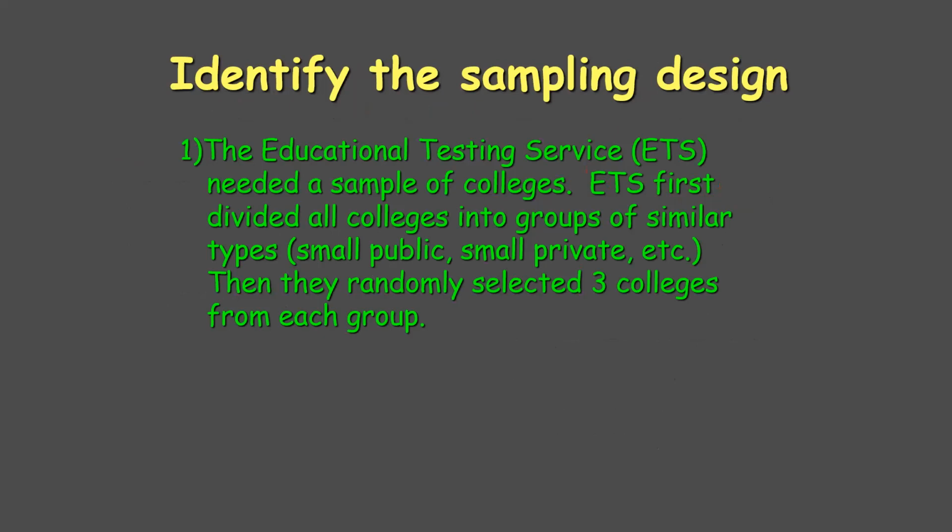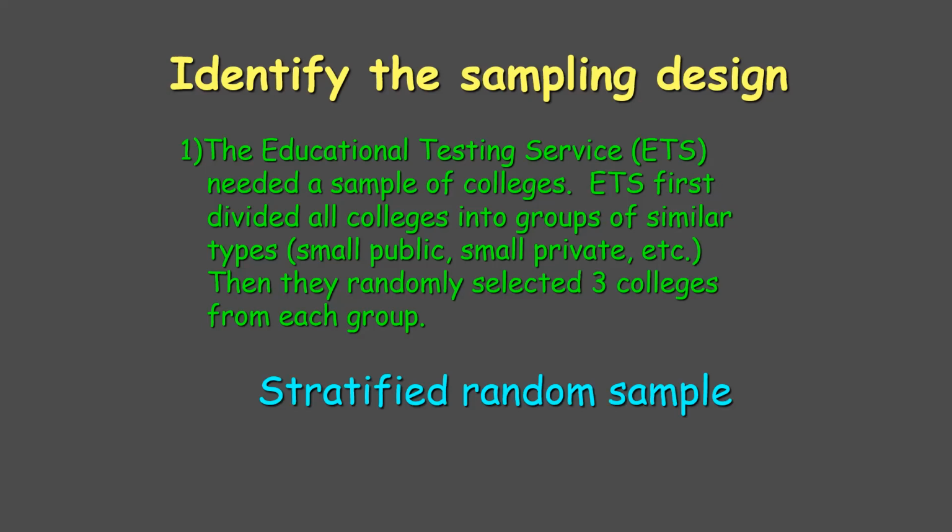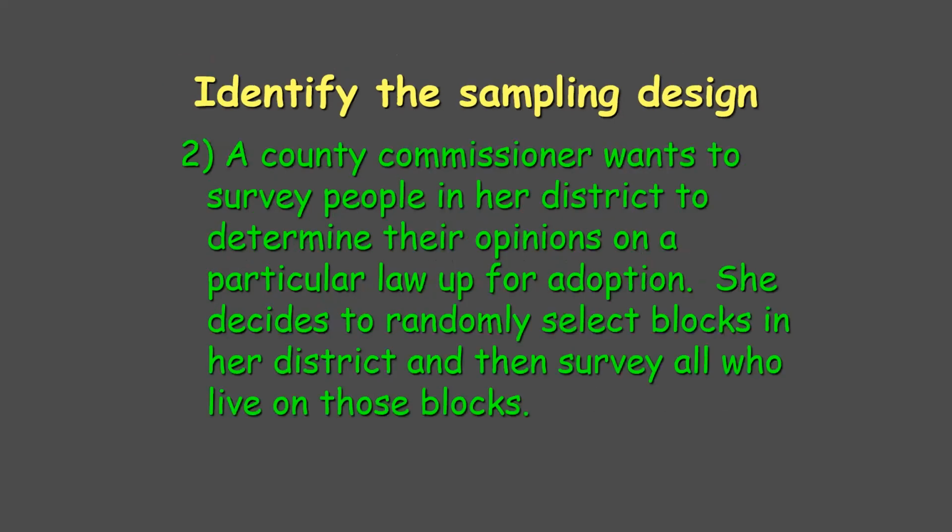Again, we've talked about convenience, SRS, cluster, stratified, voluntary response. Well, if they're grouping based on similar type, okay, that's going to be a grouping by a common characteristic. So that's going to be a stratified random sample. Definitely, if you're going to a private college, they may not have the same demographic characteristics as a public college.